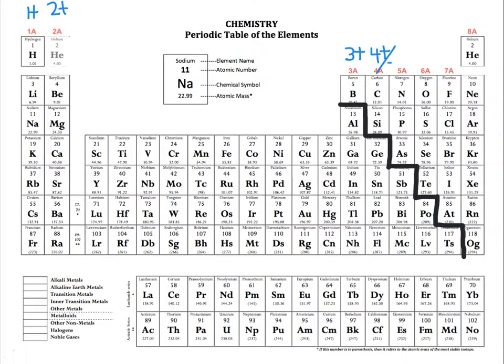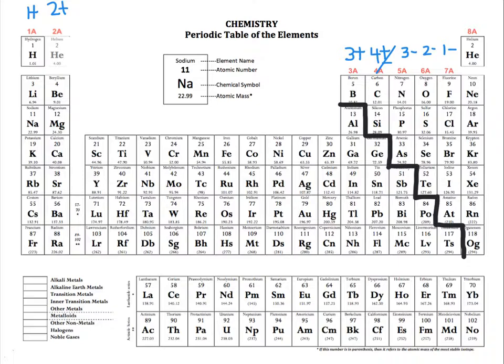The fourth group could also lose, and then when we look at groups 5A through 7A, you'll see most of those are on the right side of that jagged stair step. So these are your nonmetals, and your nonmetals are going to gain electrons, so they'll end up with a negative charge. So if I have 5 valence electrons, I need to gain 3 for stability. If I have 6, I need to gain 2, and I'll end up with a 2 minus charge. And then if I have 7, I'll end up with a 1 minus charge. So those are my charges.